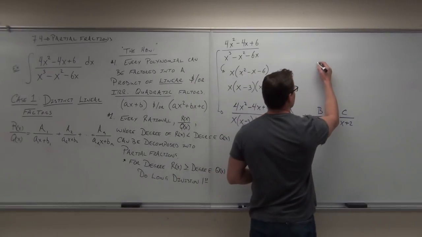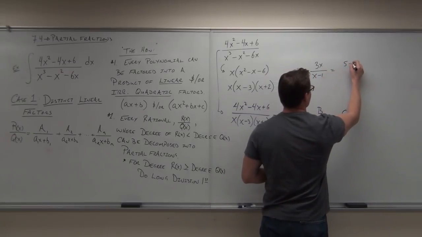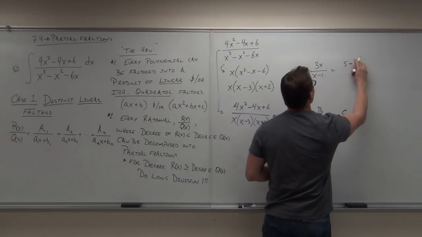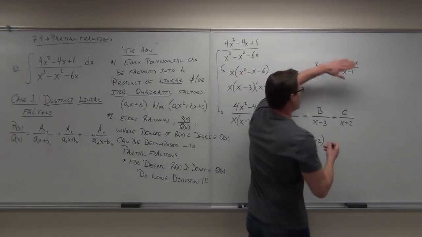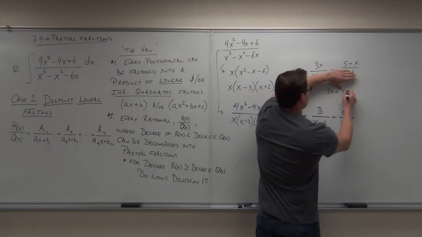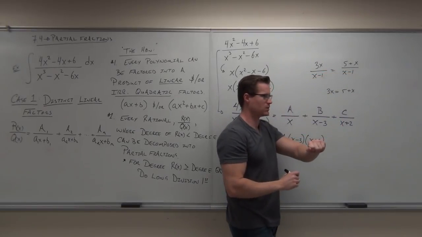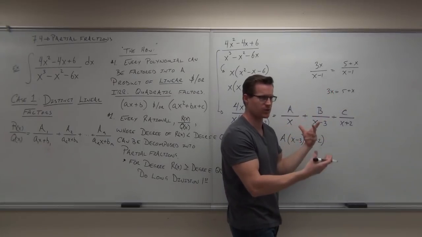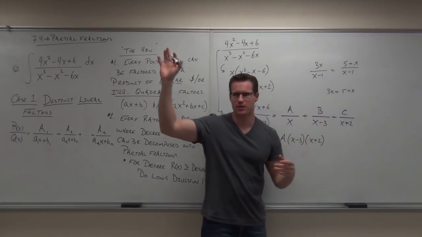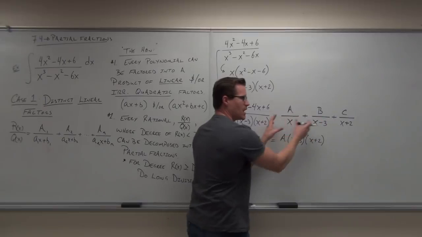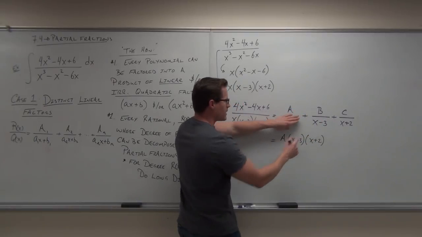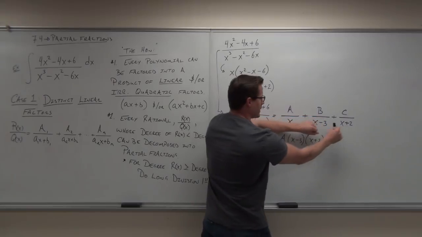If I ever get something like 3x over x minus 1 equals 5 plus x over x minus 1, I know that these things are going to be equal if 3x equals 5 plus x. Does that make sense to you? Of course, we'd have a domain issue with 1, but that's what we ultimately solve this problem with. Show of hands, feel okay with that? So I'm not writing the denominators here because I know that if I get this common denominator, the denominators are gone anyway. So I've got A times x minus 3, and then x plus 2.